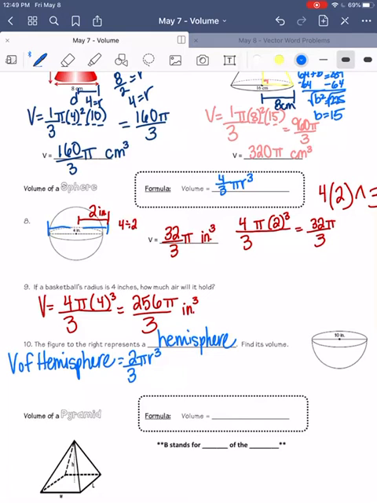All right, so now let's do that. So 10 is the diameter. We want the radius, so the radius is going to equal 5. So let's fill in the formula. So volume equals 2/3 pi r cubed.